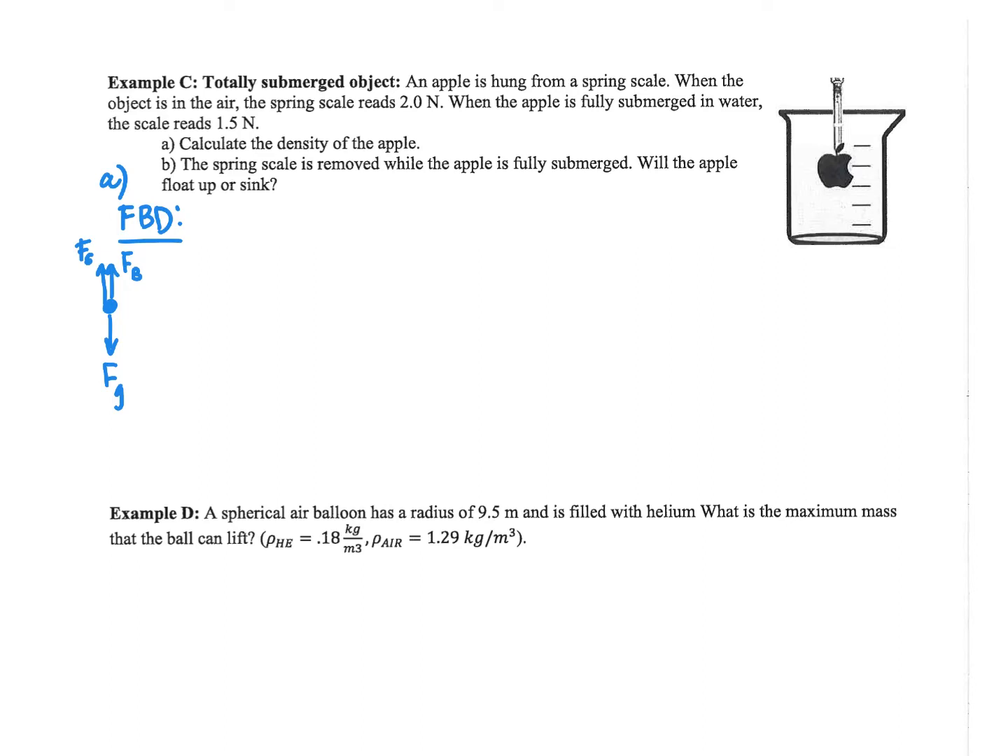Now, is that apple moving? Nope. So what does the sum of all those forces have to equal if that apple is not moving? That has to be 0. So let's find out what that expression is. What are the ones acting upward? Buoyant force and tension. And then we're going to subtract the force of gravity from it, aren't we?